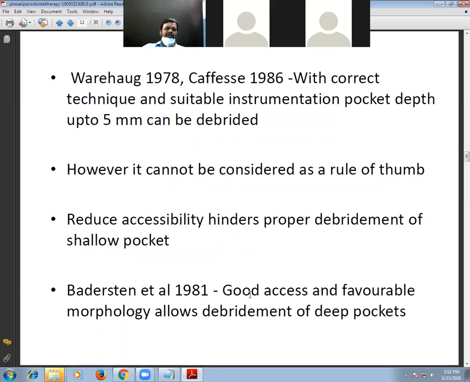Various authors have given various studies. Waerhaug and Caffesse were the authors who discussed correct techniques and suitable instruments for pocket depth. According to these authors, in non-surgical periodontal therapy, the clinician with suitable instrumentation can achieve debridement up to 5 millimeters of pocket depth. However, it cannot be considered a rule of thumb. Reduced accessibility hinders proper debridement even of shallow pockets. Good access and favorable morphology allow complete debridement of deep periodontal pockets.